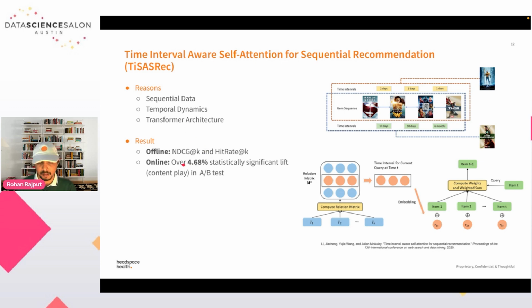In this particular experiment, we made several changes. Because this is a sequence model, and also we wanted to learn more about how to rank our content, because of the limited UI we have on the screen, we wanted to see how we can get our best content on the top. Therefore we chose NDCG and hit rate at K as our offline metrics. And in this particular experiment, we achieved over 4.66% statistically significant lift in our A/B testing.